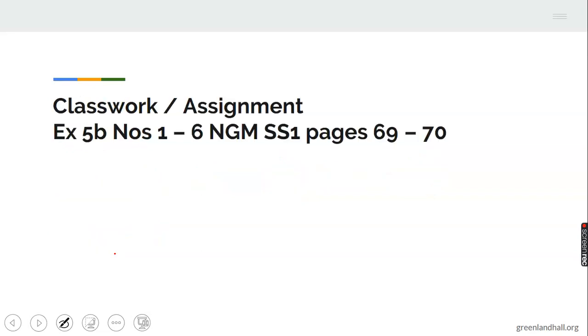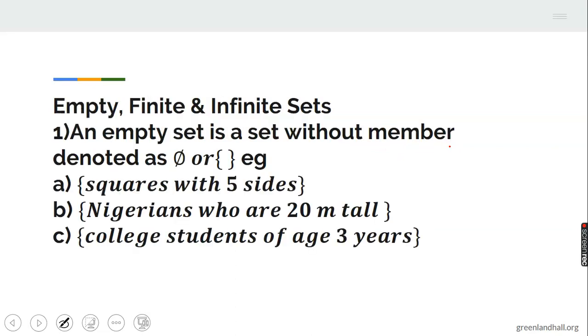Now this is classwork for you. Assignment: exercise 5B, number 1 to number 6, New General Mathematics, SS1, on pages 69 to 70. Now, I move forward.